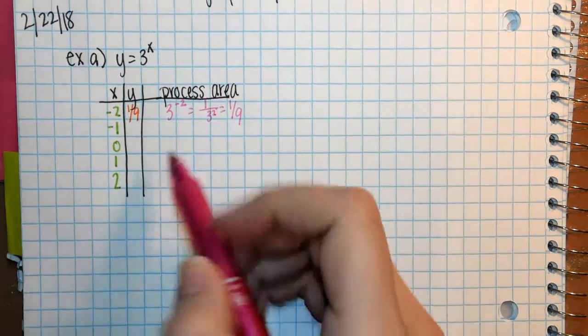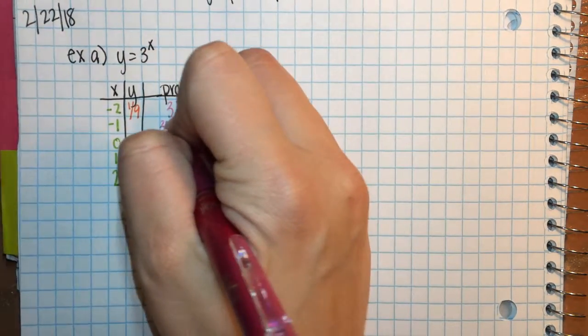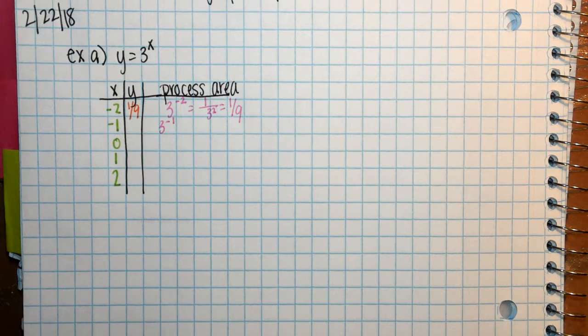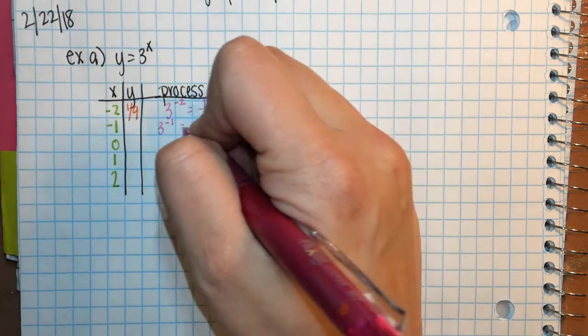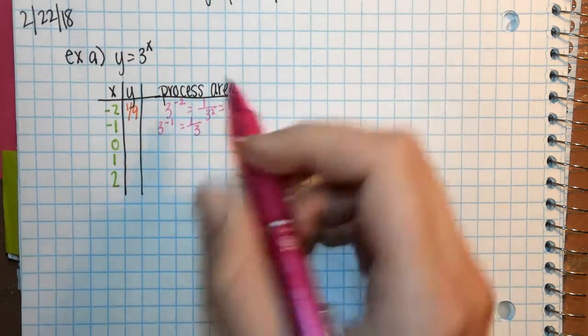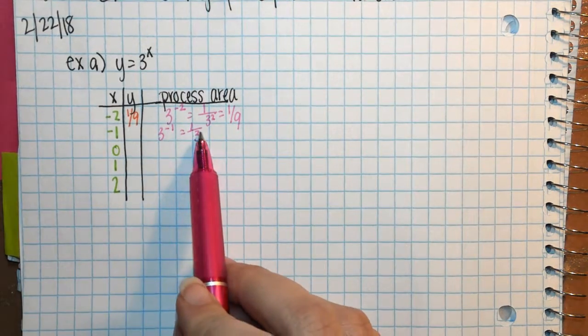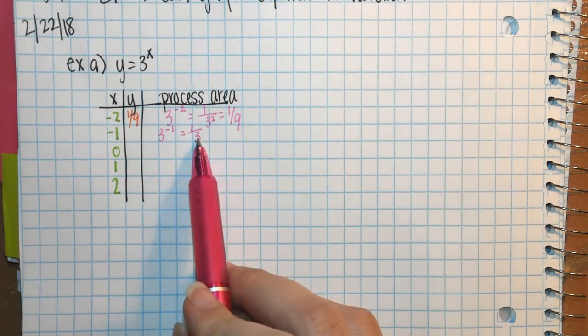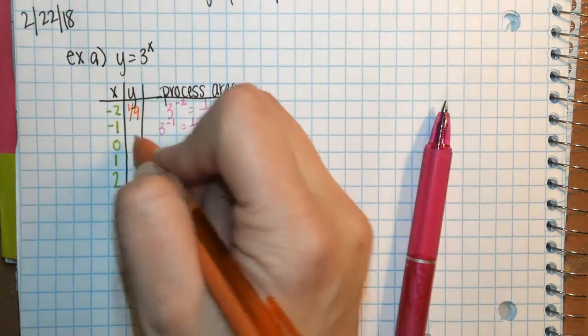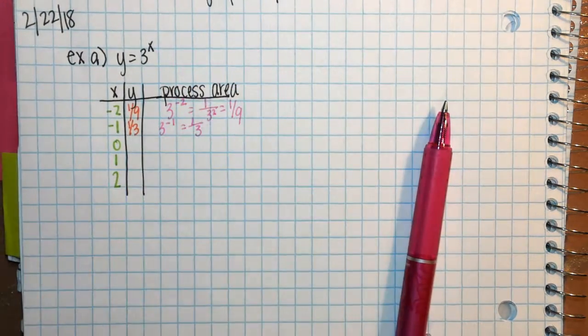Okay, for the next one, we're going to plug in -1. So that means that we have 3 to the -1. And what do we know about negative exponents? We flip it. So that's going to become 1/3. Now, why didn't I change this denominator here? Because it's to the first power. And anything to the first power is itself. So we're going to write 1/3 here.